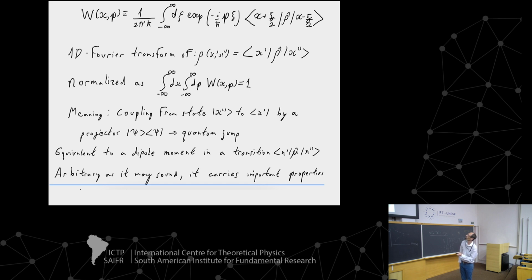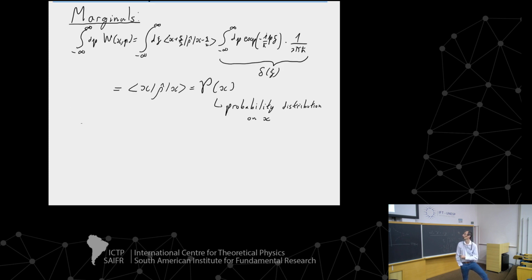So this equivalent to a dipole moment in a given transition can sound arbitrary. You can go through the paper to see some reasoning for that, but the important point is that it maps nicely your state. Let's start with the marginals. So what are the marginals here?